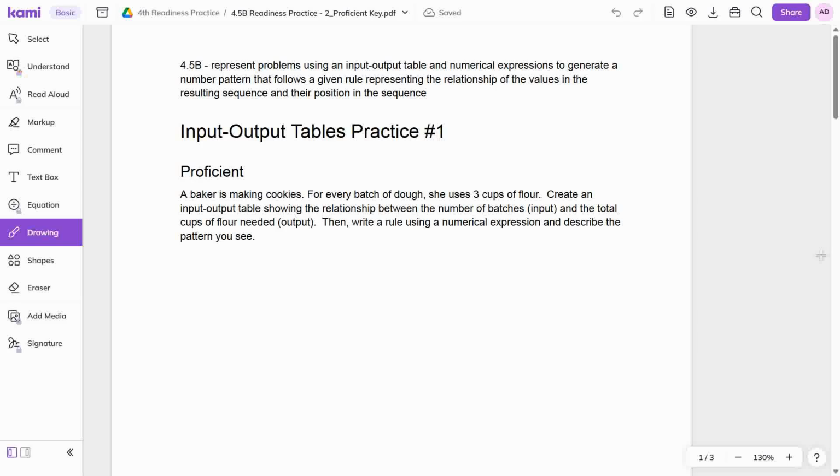Hello and welcome to 5-Minute Math. Today we are looking at input-output tables. This is Readiness Practice 4.5b, the Proficient version.